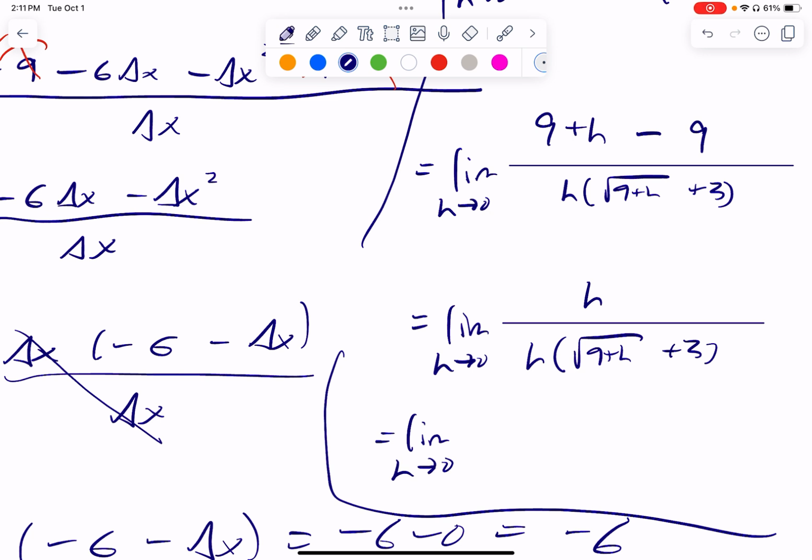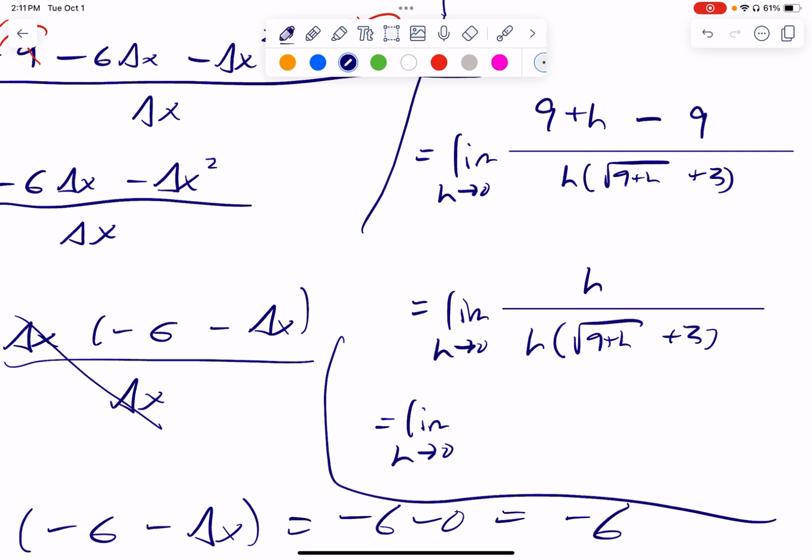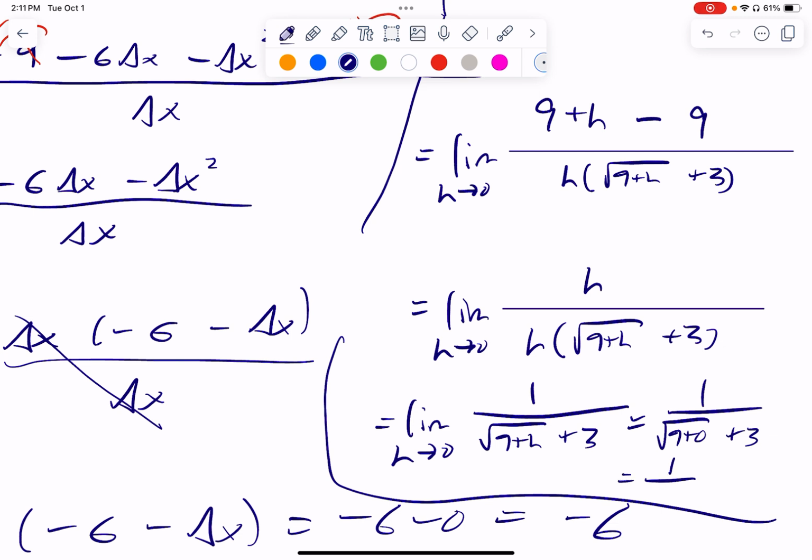My presentation here isn't great because I'm trying to cram it in. For the next ones, I'll make sure it's cleaner. So after I cancel, it looks like this. And if I plug in h equals 0, I get 1 over the square root of 9 plus 0 plus 3, which is 1 over 3 plus 3, which is 1/6.